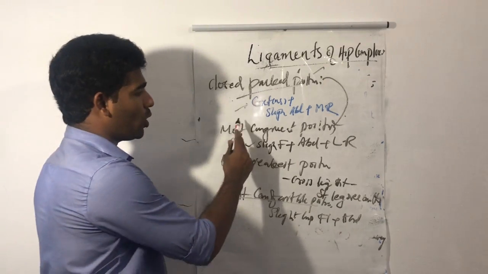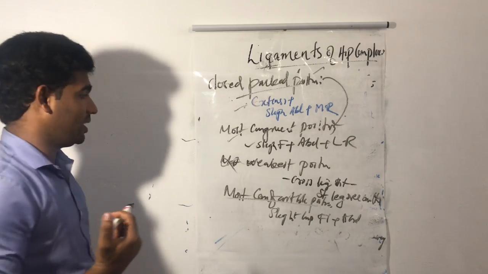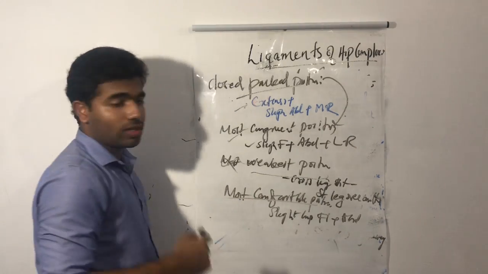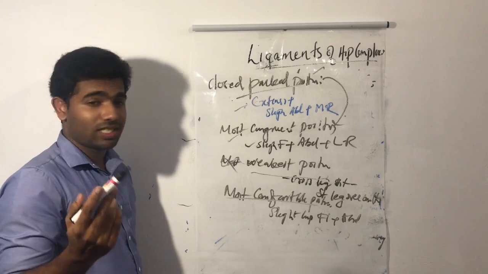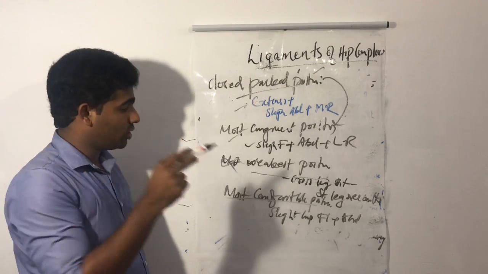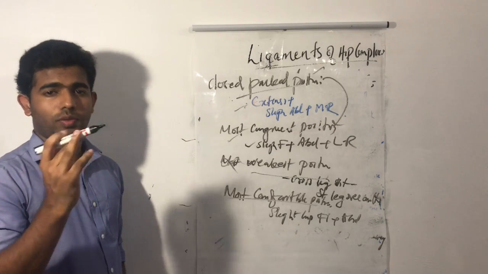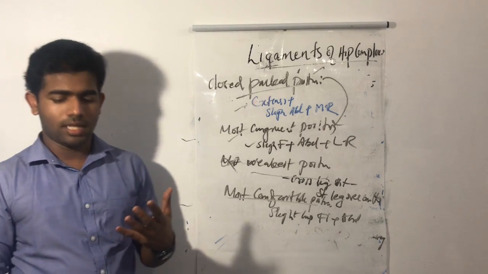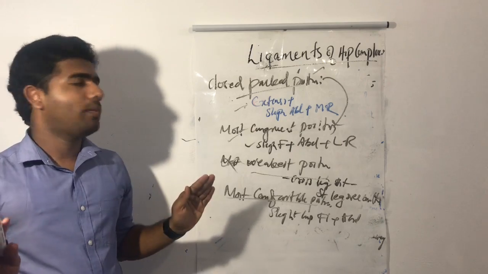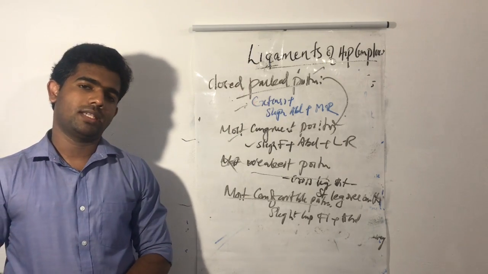Similarly, we need to know the most congruent position for stability. And the weakest position, of course, helps us avoid the chances of injuries, and we can suspect and understand injuries if there is a problem with the joint. And the most comfortable position is the position which patients adopt when there is a problem or pain. So that's all about the ligaments of the hip complex.